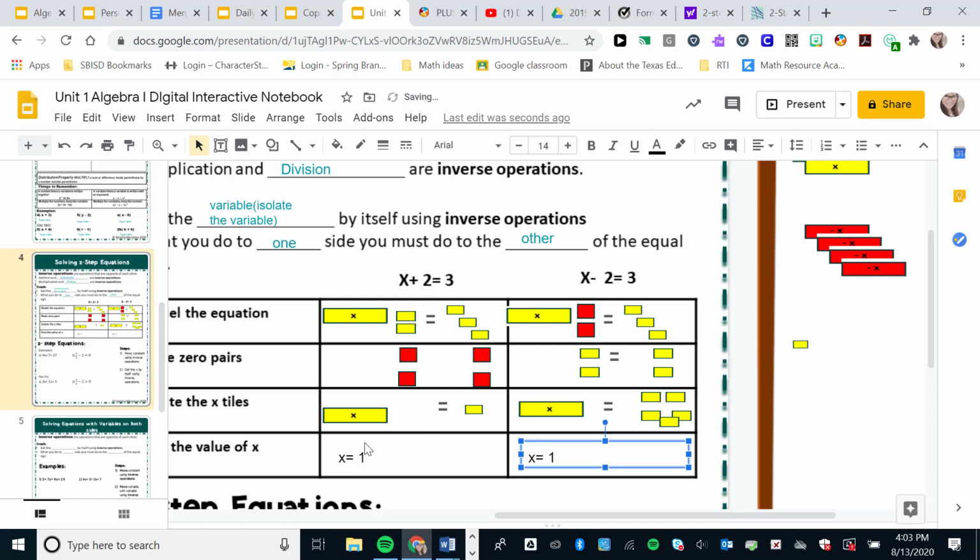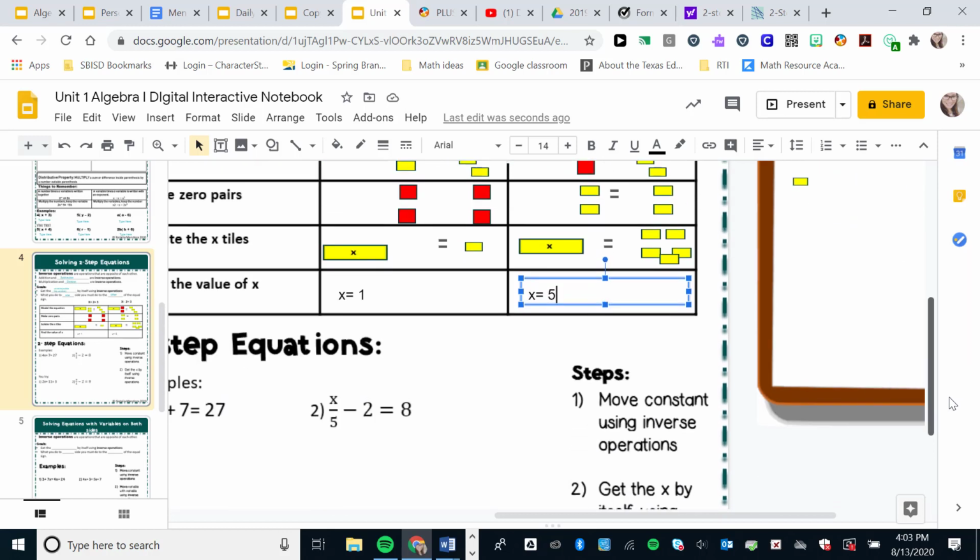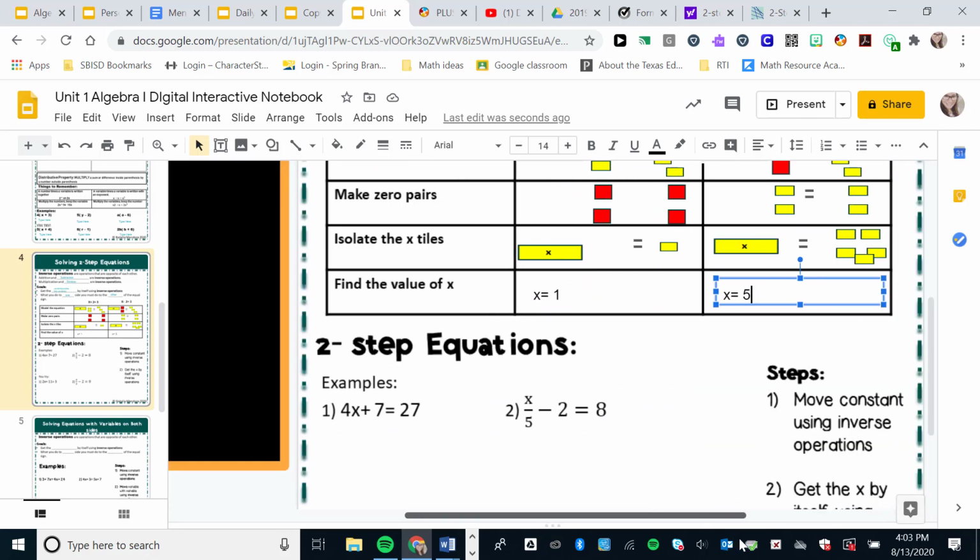So x equals 5. Okay, so what did I do? All I had to do was use the opposite for it to cancel out. So instead of minus 2, I did plus 2 and then I moved it over. So x equals 5. All right, okay, so now let's look at our two-step equation.